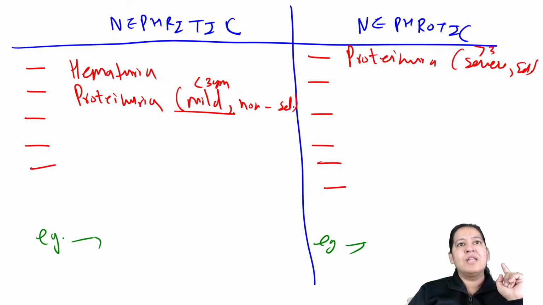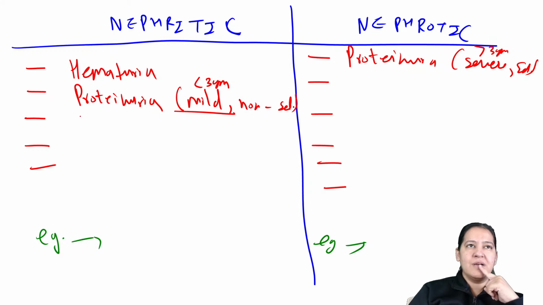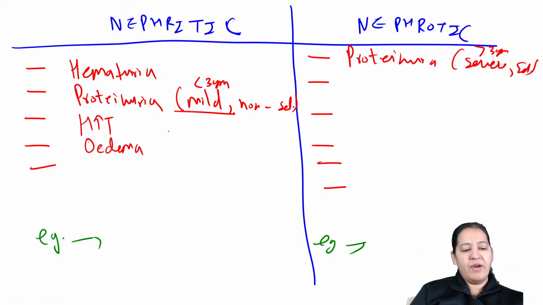Severe means more than 3 gram per 24 hours, right? And there is no hematuria in nephrotic syndrome, right? Here the third, what was the third? I forgot. It is hypertension. Patient will have hypertension. There is no hypertension in nephrotic. Patient will have edema. What is the reason for edema here?